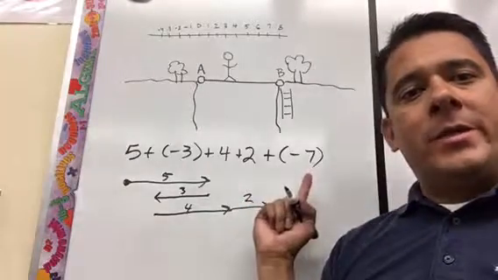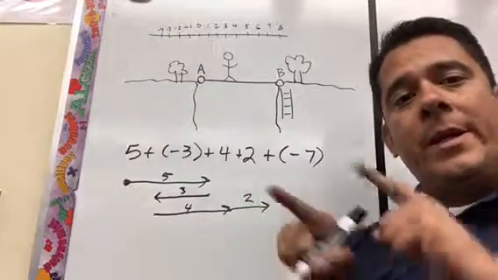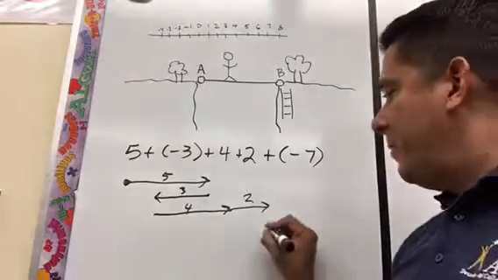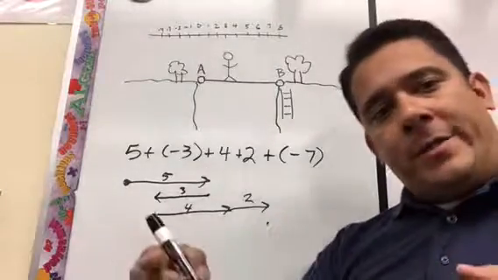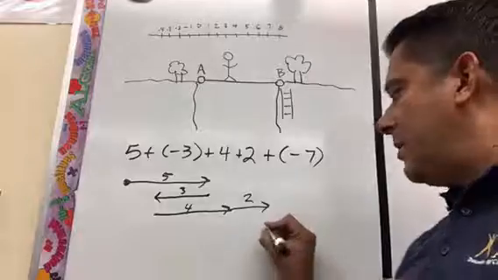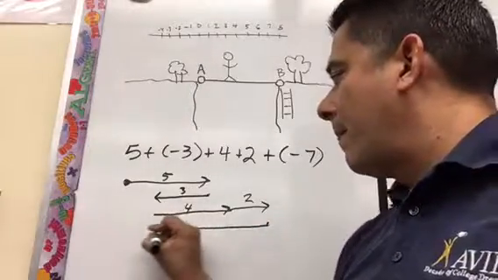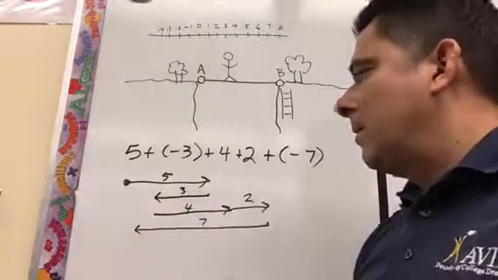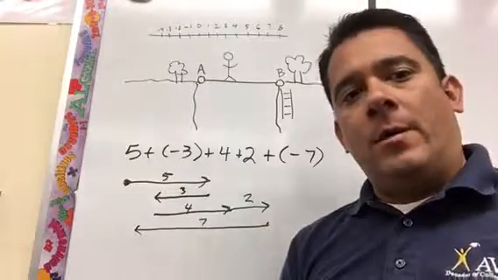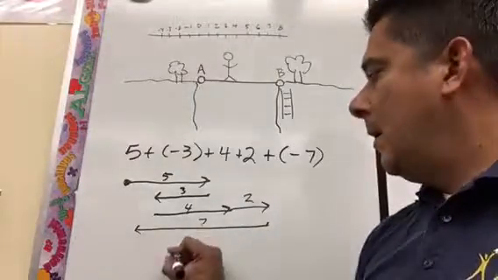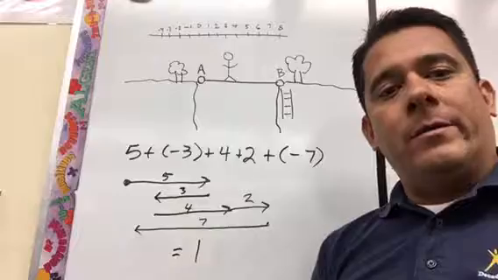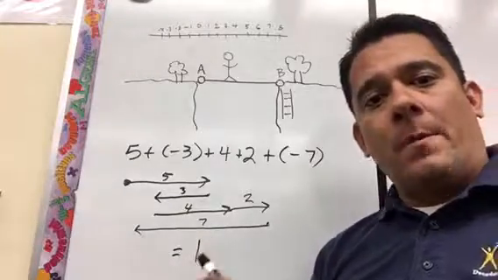And that last movement is 7, but in a negative direction. So from this 8-foot distance, he is now going back 7, putting him 1 foot away from point A. And that would give us our final value. Our final value is positive 1.